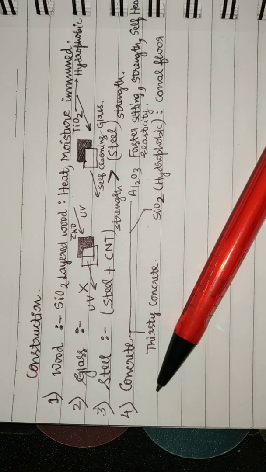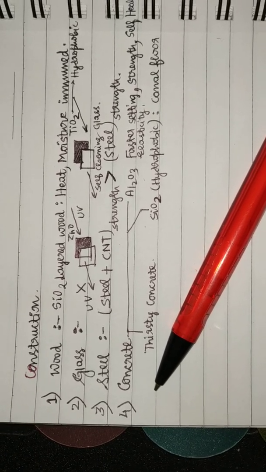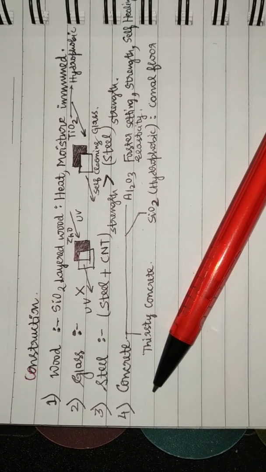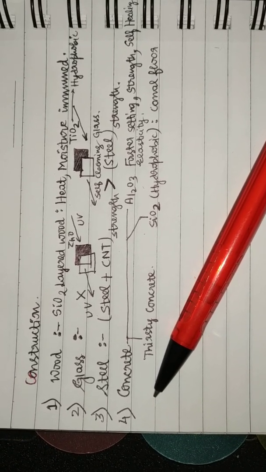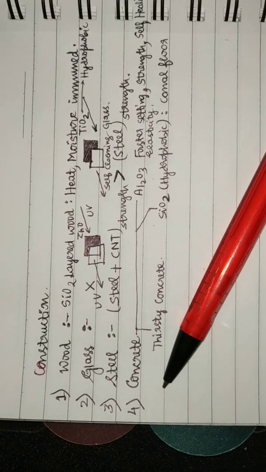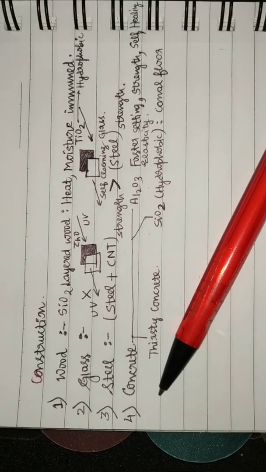Third, steel. A carbon nanotube mixture of steel has much more strength than the steel alone.